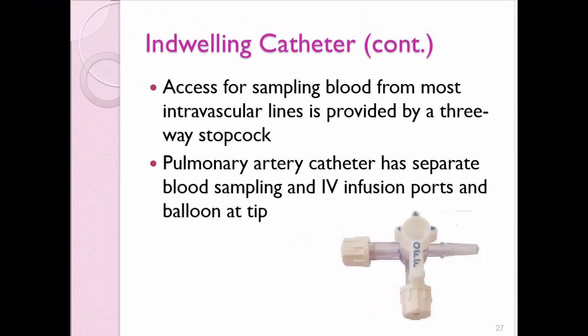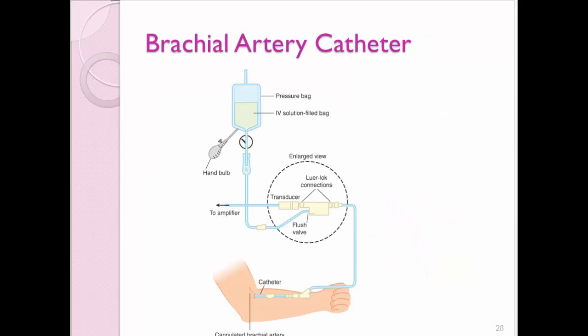The pulmonary artery catheter has separate blood sampling and IV infusion ports, and a balloon at the tip. So that's your Swan-Ganz catheter. This is figure 18-4 on page 389.